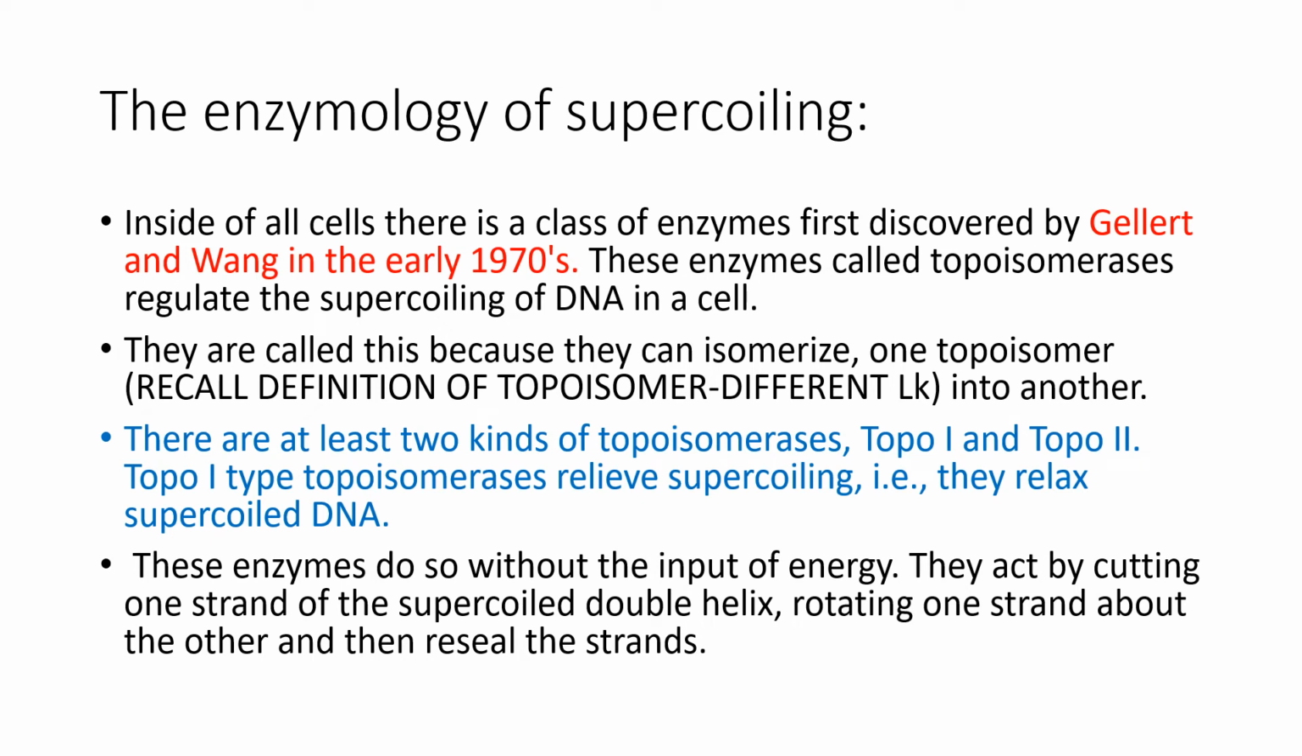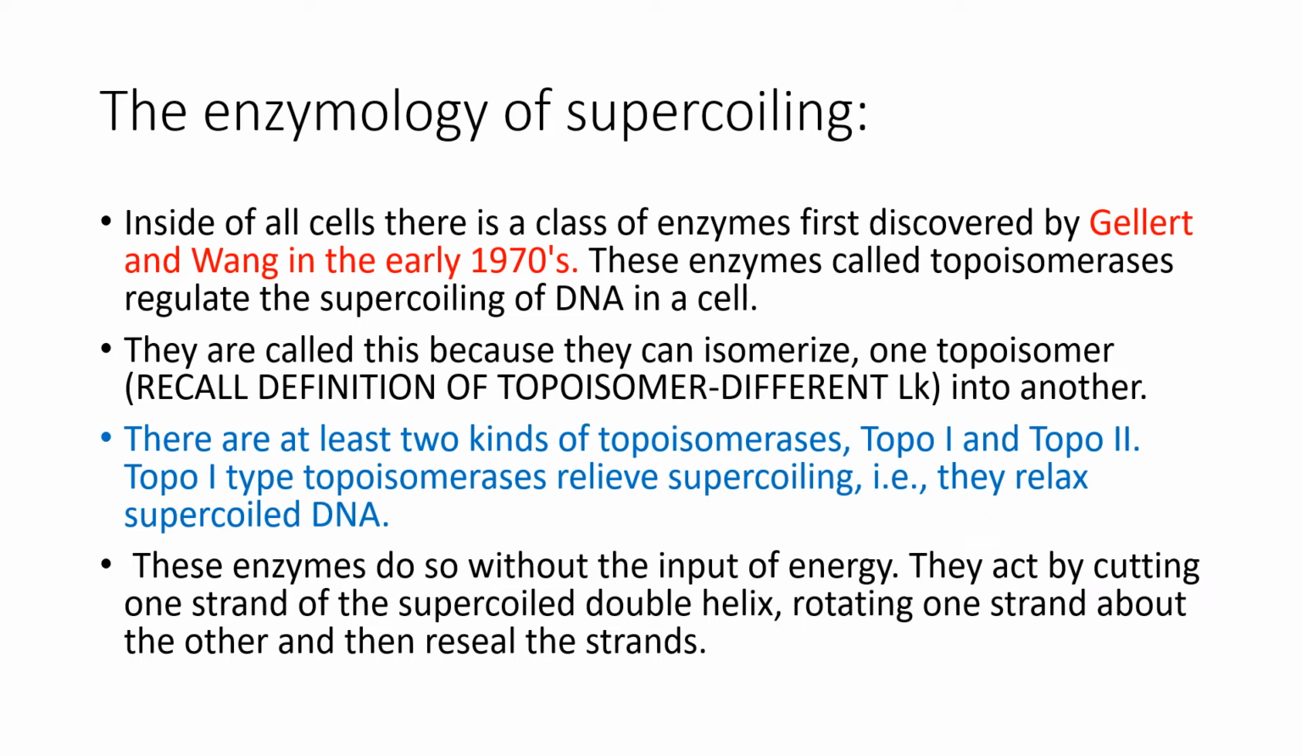All this function occurs with the help of enzymes. These enzymes were first discovered by Gellert and Wang in 1970. These enzymes are called topoisomerases. That is the topology of the DNA, and it occurs with the help of enzymes which we call topoisomerases, first coined by Gellert and Wang in the early 1970s. These are the enzymes which regulate the supercoiling of DNA molecules within the nucleus.